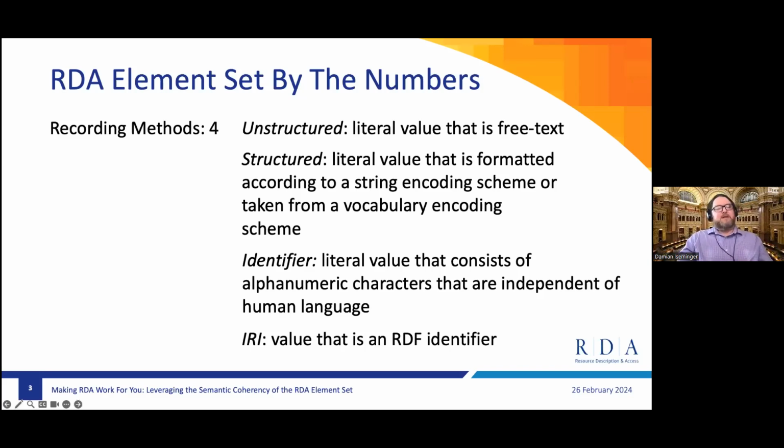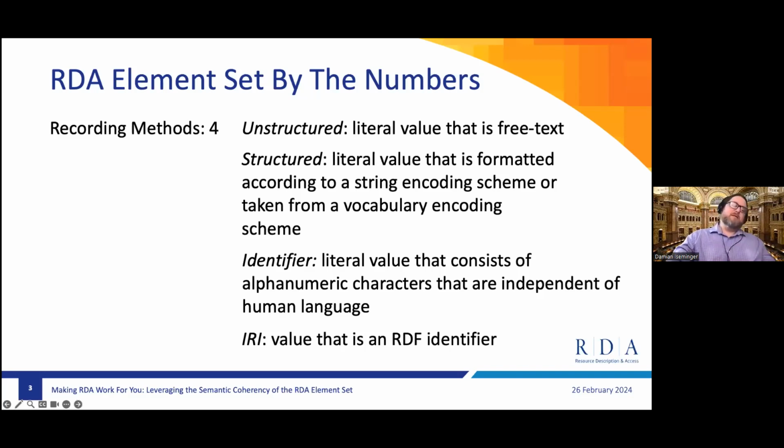We also have the identifier recording method. That's a literal value that consists of alphanumeric characters that are independent of human language. Think of things like ISBN or ISNI. And finally, we have the IRI method. And that is if you are doing a linked data implementation of RDA, it's a value that is an RDF identifier. That RDF identifier is the thing we're talking about, not just an identifier for the thing. It is the thing.